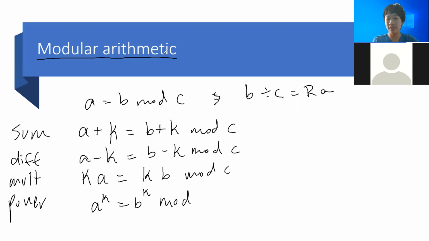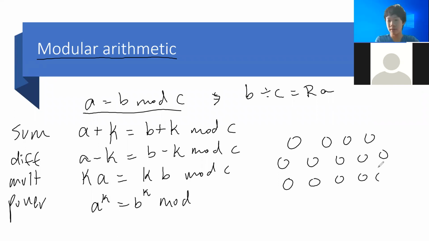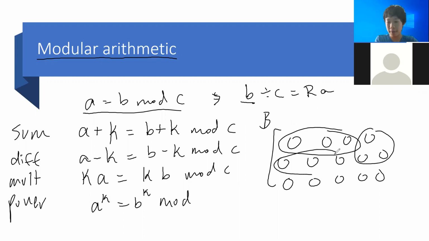Let me first draw out an example here. What does A equals B mod C even mean? It means that if we have B total objects, and B is being divided by C, we're going to put these B objects into groups of C each. So let's say C equals 3, and we clump them into groups of 3. Then A is what's left. And C is how many values are in each group.